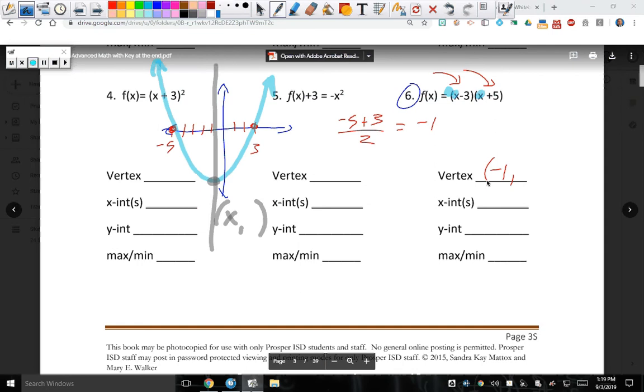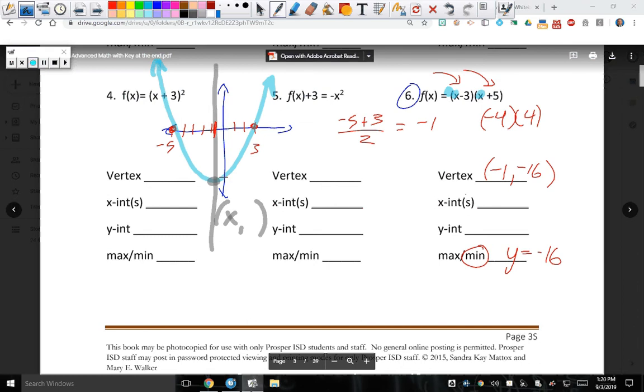And what would the y value be? Is there a question? Oh, okay, I thought there was a question. So we're going to plug this back into the original, and what do you get as a y value? So you get negative 4 times 4, so negative 16. So negative 1, negative 16. And is it a max or a min? Min. What's the answer? Y equals negative 16.